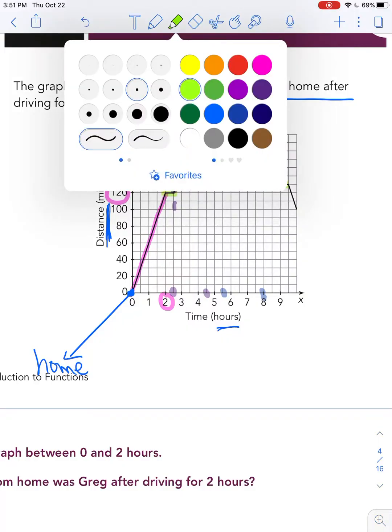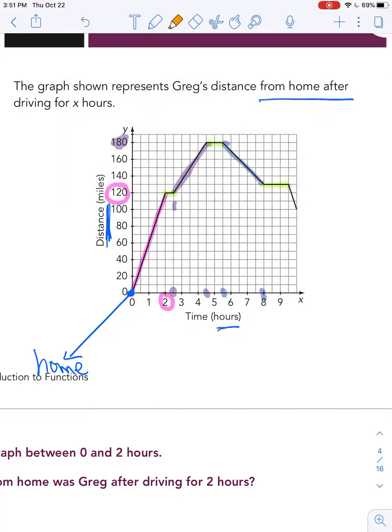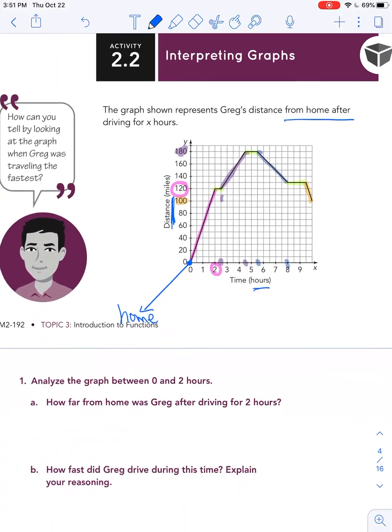And then last but certainly not least, he's going back towards his home. Not going to make it all the way home. But for a half hour, he's going closer to home, and he would be at 100 miles away from home. Okay, so I'm glad I talked about that. Now, let's answer these questions.